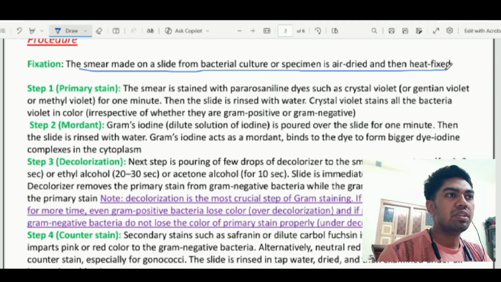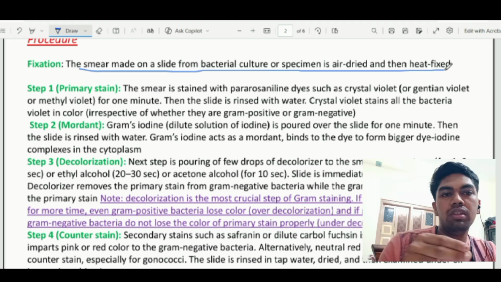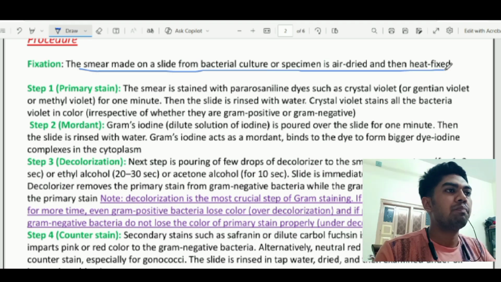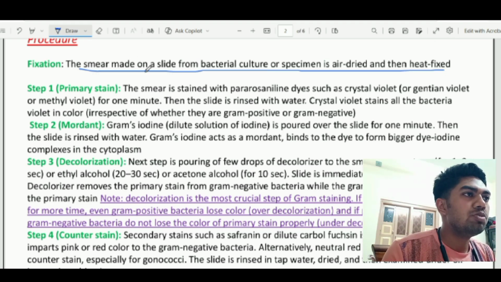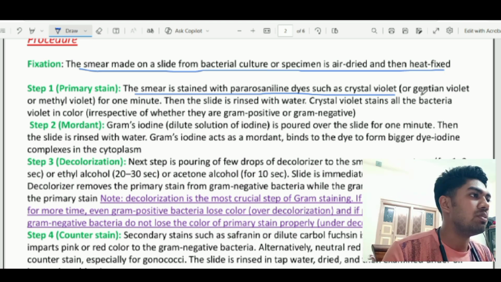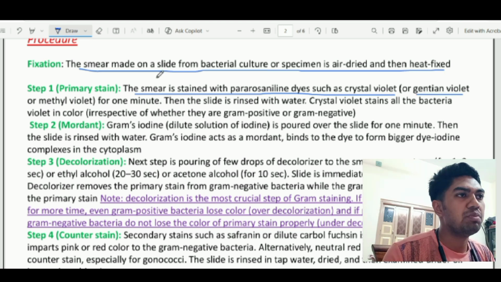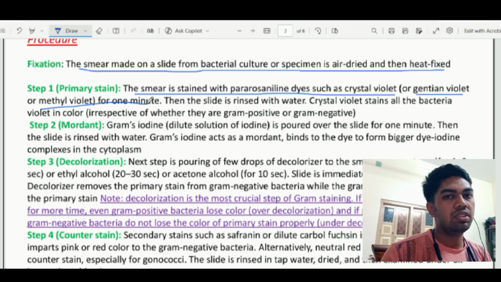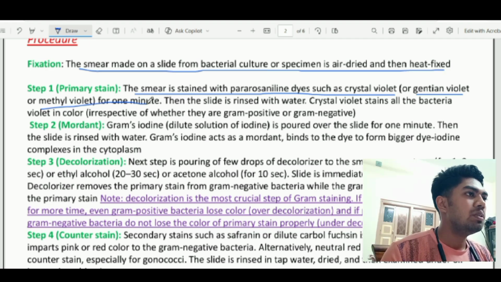Then comes step 1, that is primary staining. We are using crystal violet as the primary stain. Over the slide we put crystal violet. So the smear is stained with dyes such as crystal violet. If crystal violet is not available, then we can use gentian violet or methyl violet, and the time is 1 minute. So the first step is crystal violet for 1 minute.